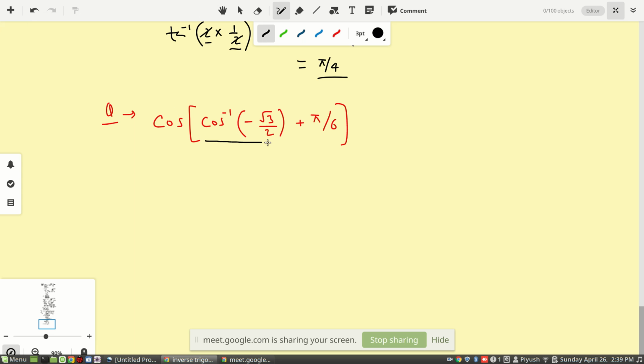You have to concentrate here. It will give some angle. You combine that angle and that angle, and then after that cos of that angle will be the answer. Just try this fast.